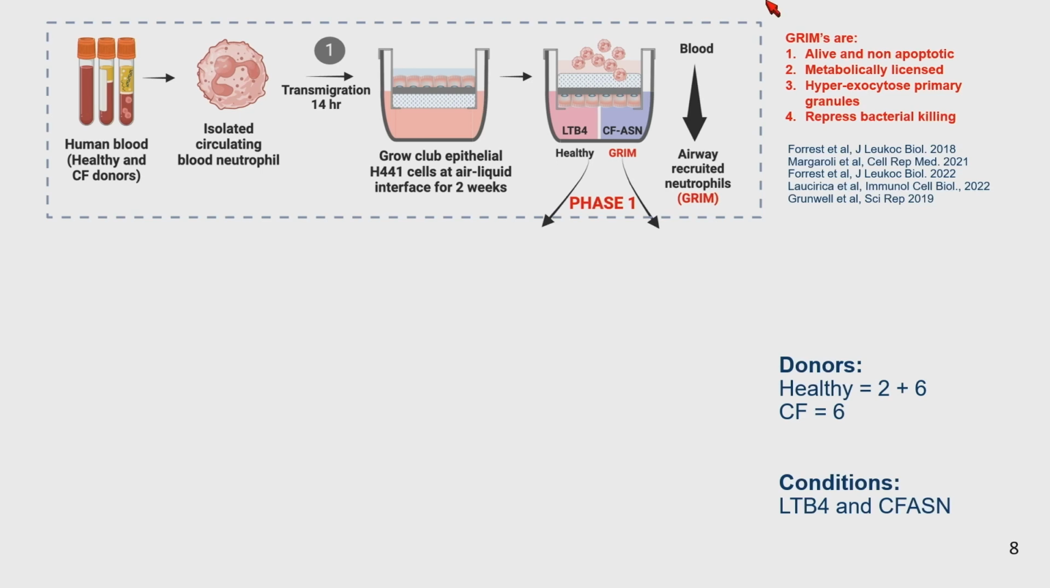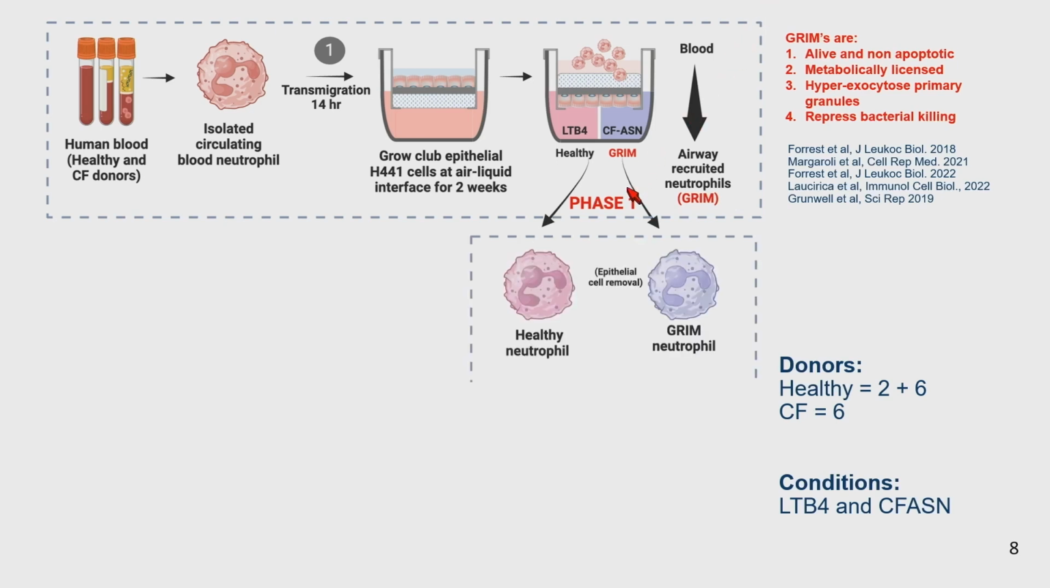Upon exposure to CFASN and transmigration through this model, we are able to create a healthy versus CF phenotype in our lab, which has been published by some of the studies from our lab and other groups. And these GRIMs, or CF neutrophils, as I mentioned in the previous slide, are not only alive, but also metabolically licensed, they hyperexocytose primary granules, and are also repressing bacterial killing.